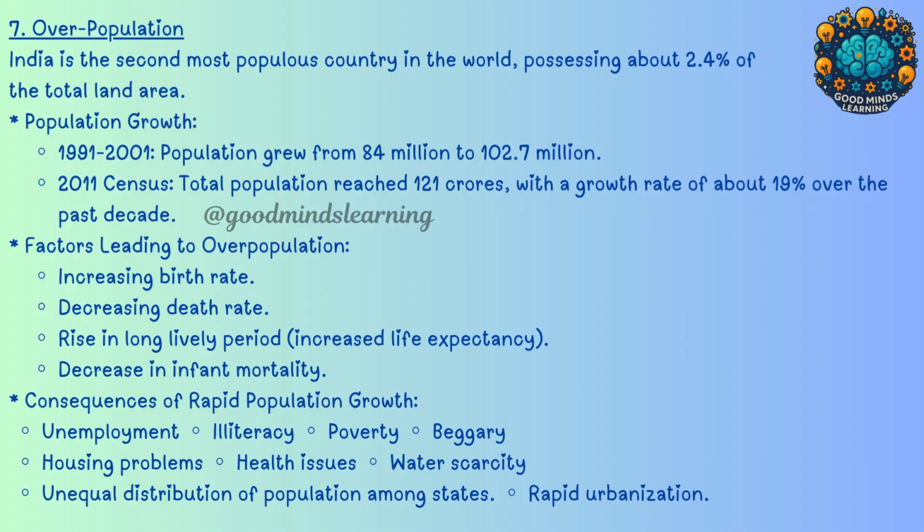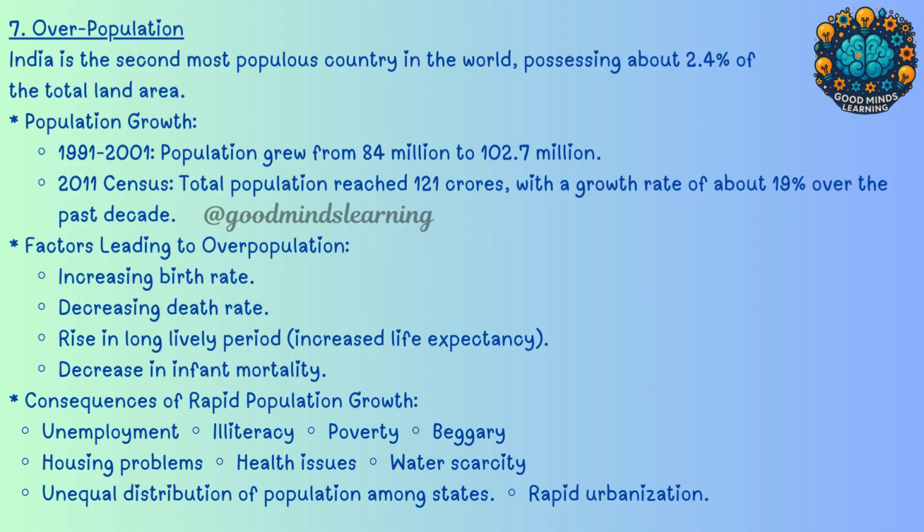Let's see overpopulation. India is the second most populous country in the world, possessing about 2.4% of the total land area. Population growth: from 1991 to 2001, population grew from 84 million to 102.7 million. In the 2011 census, total population reached 121 crores, with a growth rate of about 19% over the past decade.